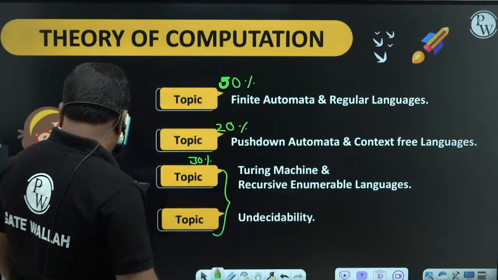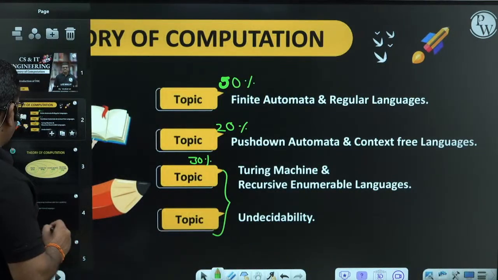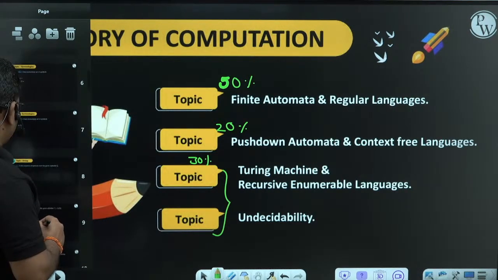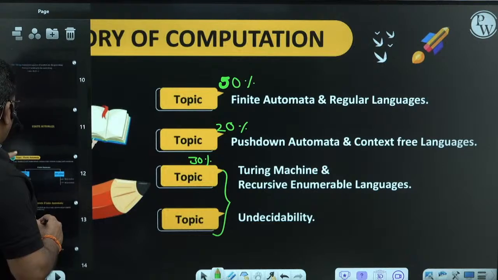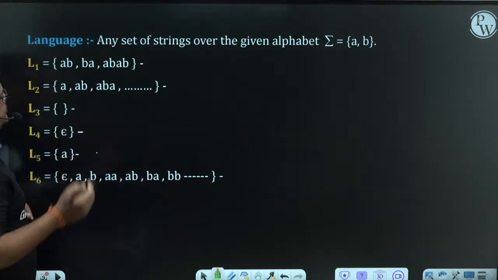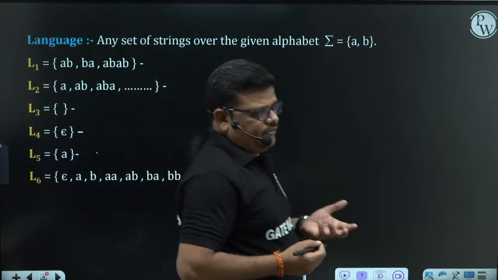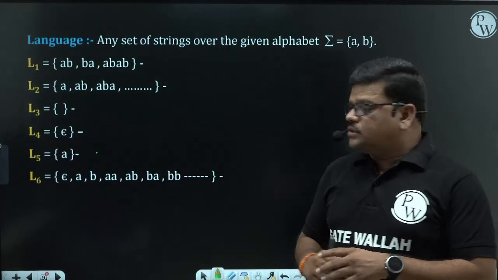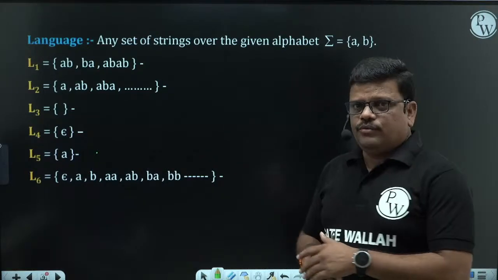And then in yesterday's session, we studied the first topic, finite automata. We saw some of the terminologies. What is the meaning of a language? What is the meaning of a string? What is an alphabet? All these terminologies we have seen.